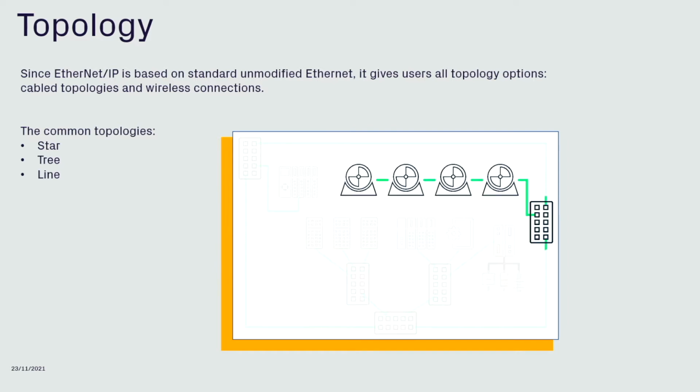Another example is the so-called line topology, and this is something you can see a lot of times in MCC rooms, where a lot of drives are placed just next to each other, and it's then much easier to connect the cable from one drive to another drive instead of connecting them to a switch.